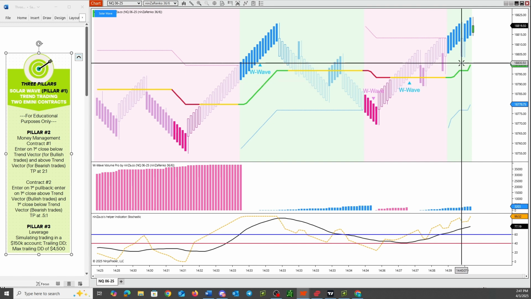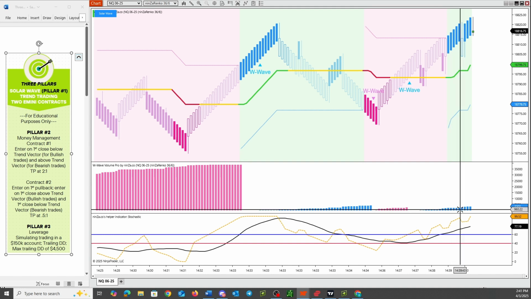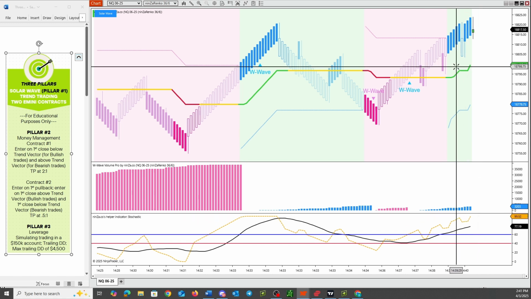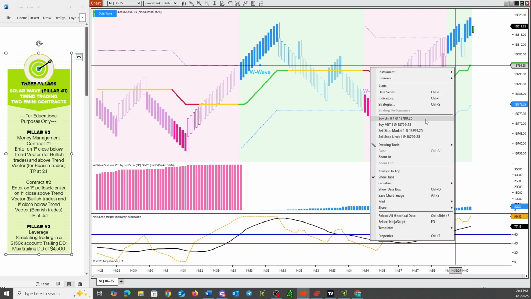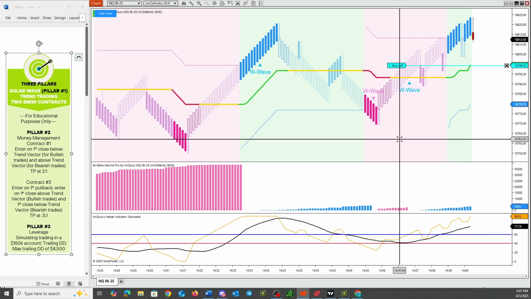All right, so solar wave bullish. We're starting to get some long volume to accumulate. Go ahead and put a buy limit down there.